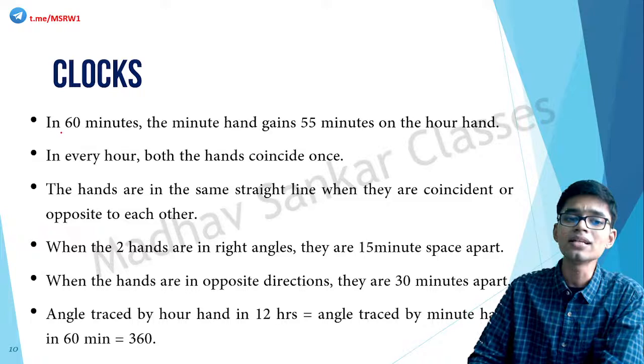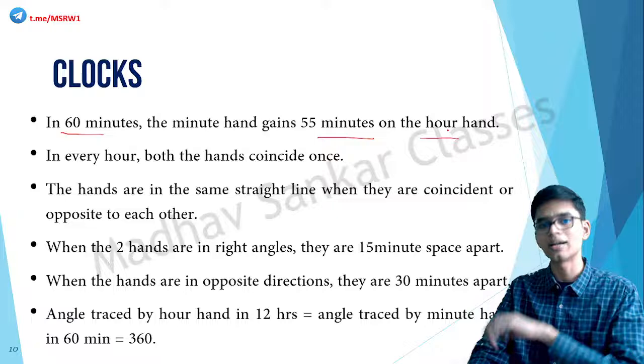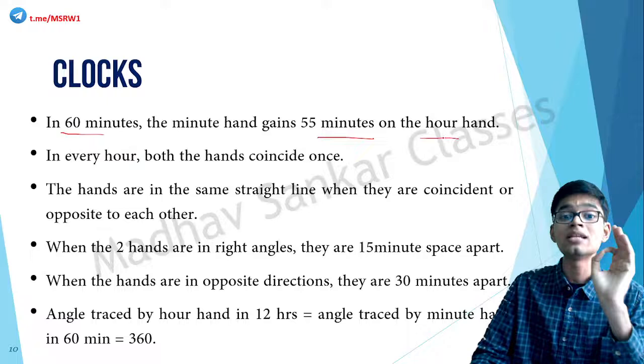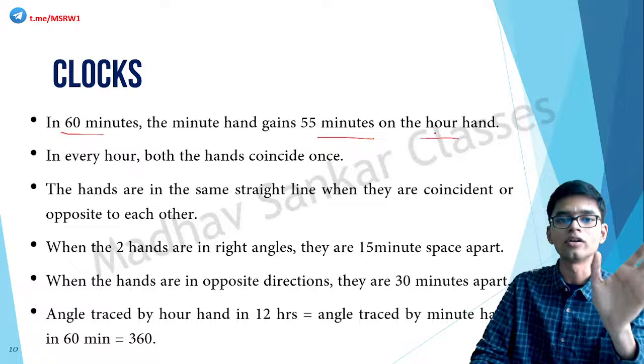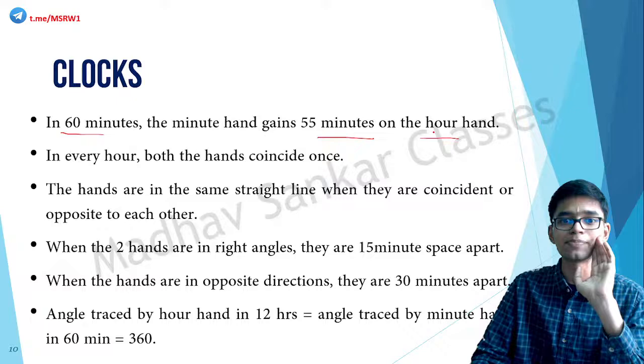In 60 minutes, the minute hand gains 55 minutes on the hour hand. Understand this very well. This is a very important concept in this area. Why is it 55 minutes? Because in 1 hour, the hour hand also moves 5 minutes.